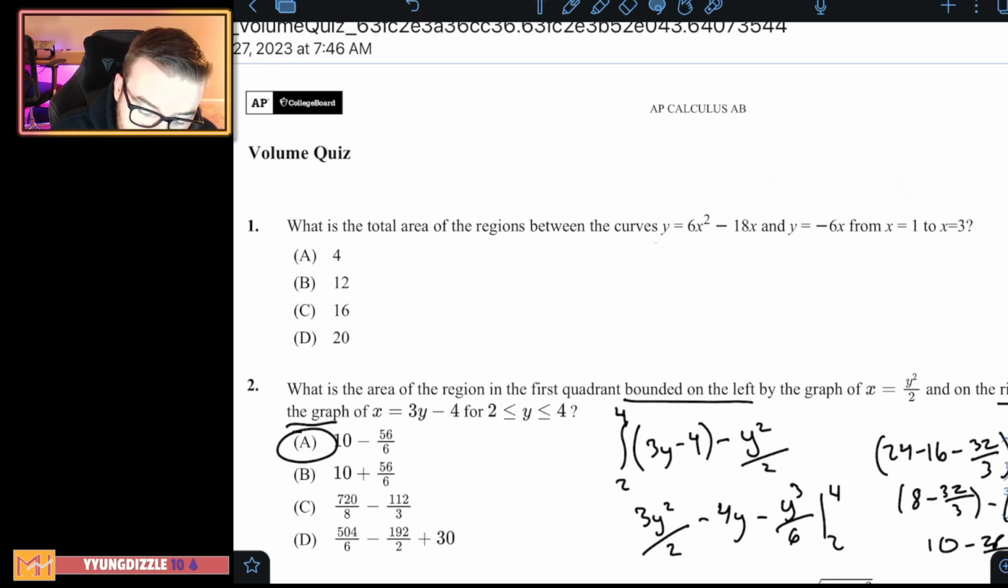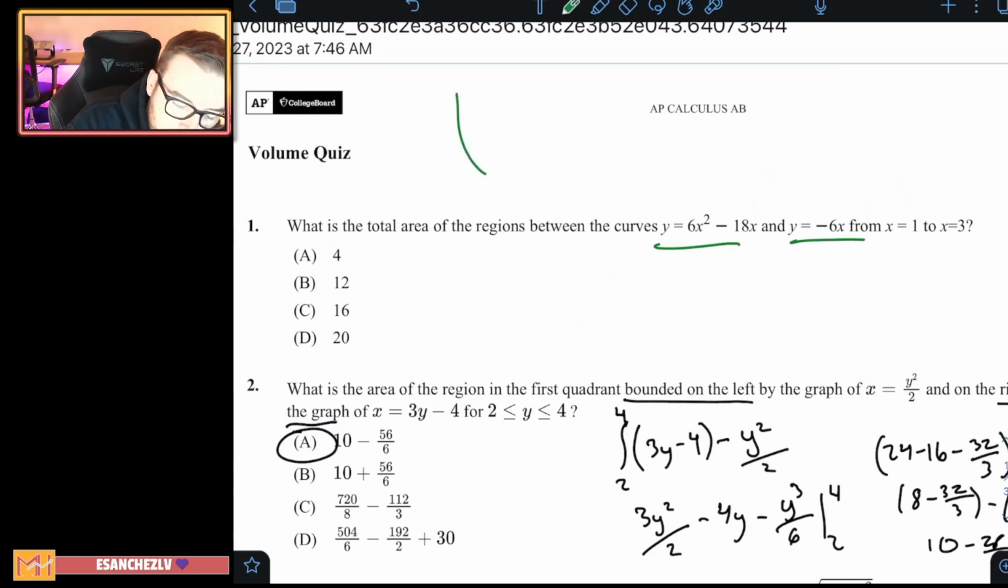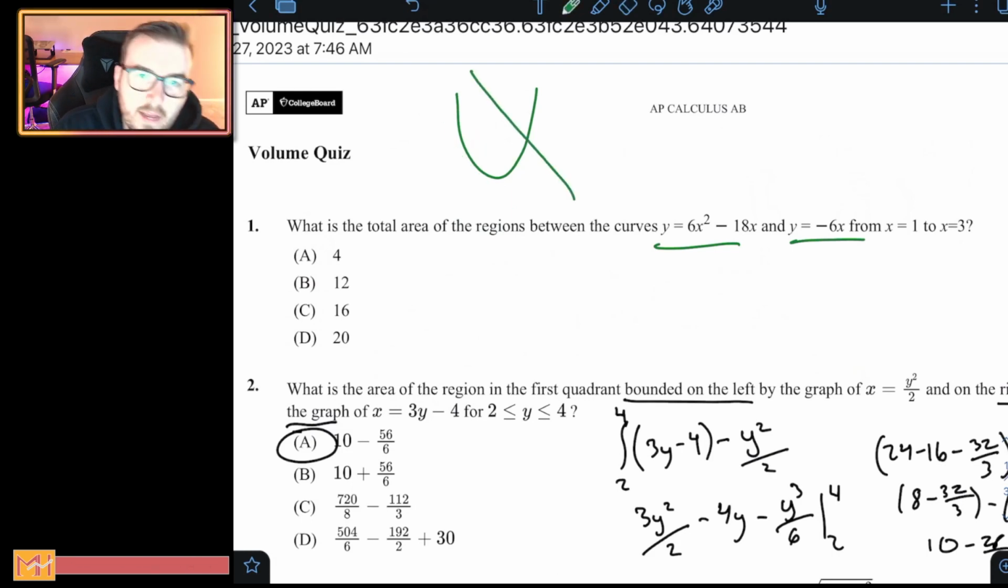I have a hard time visualizing this graph right away. I know there's a parabola and I know there's a line, but I guess I'm like, is it like this? Is it like this? I'm having a hard time imagining what's happening.